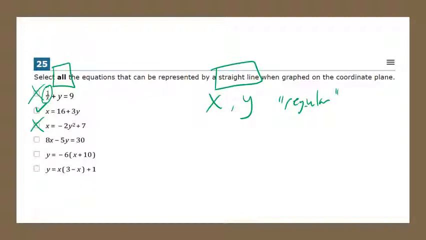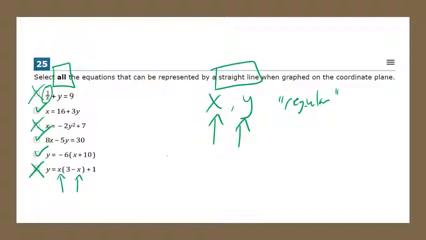Next one has 8x minus 5y is equal to 30. Both x and y are regular in this case, so that is one of our choices. Next one has y equals negative 6 parentheses x plus 10. Again, I see that x and y are regular, so this is going to be one of our answer choices as well. The last one here says y equals x parentheses 3 minus x plus 1. Here is where they're trying to trick you. Guys, there's two x's here. All you need is one x and one y to get a straight line in any equation, so that is not one of your options.